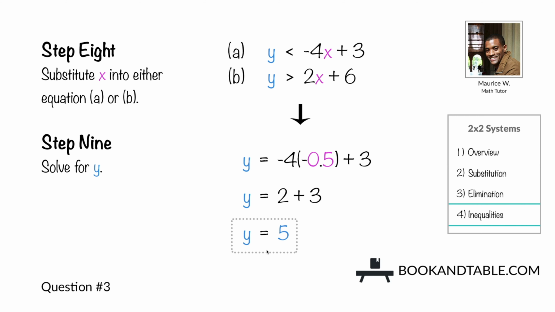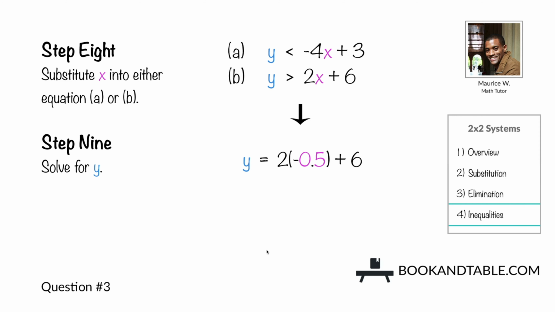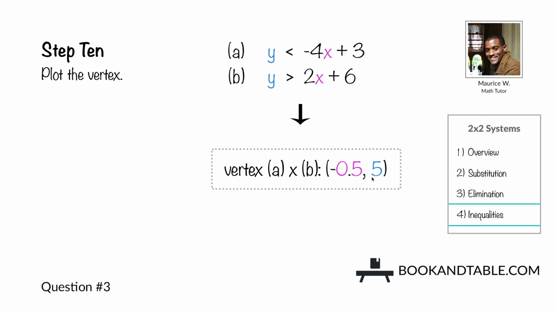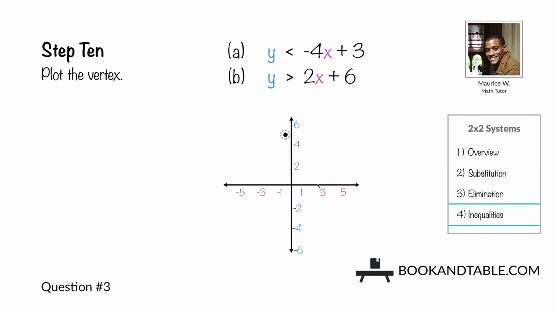Or you could have plugged in -1/2 into B, and we get y is equal to 5 as well. So 2 times -1/2 is -1, plus 6 would give you y is equal to 5. So in either case, we see that the vertex of A and B is where x is -1/2 and y is +5. So now that we know the vertex and we have the value tables for A and B, step 10, we want to plot the vertex. So we'll go to -1/2 along the x and up to +5 along the y. And then we plot the point.